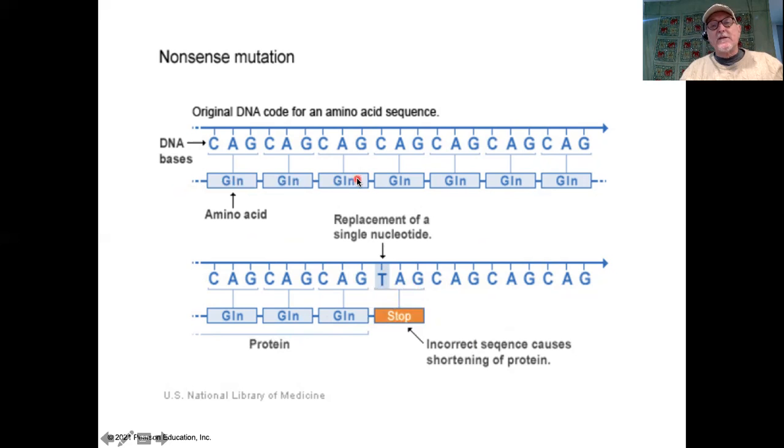And instead of producing this long string of amino acids here, we're going to end up producing a shortened, truncated polypeptide, which quite probably is not going to work. And this is called a nonsense mutation. It is when you end up substituting one of the stop codons for the normal codon that should have been used.